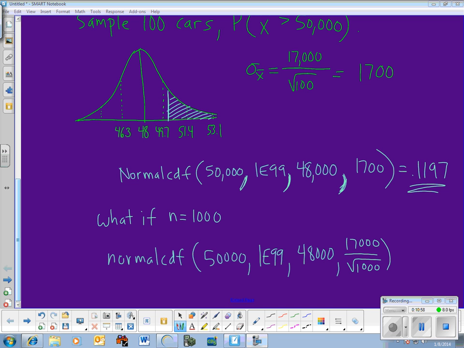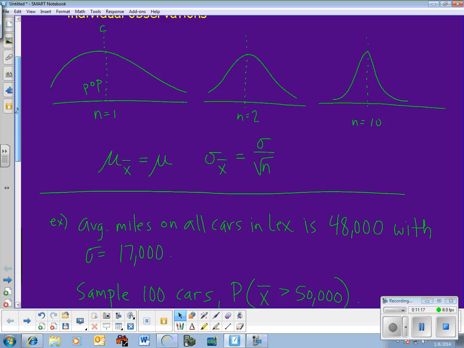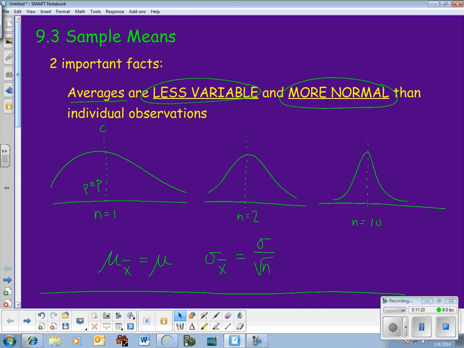Okay, so I've calculated that in my calculator, and this is actually 0.0000995. So it's almost impossible. So let's see where we've gone. Remember, our two big facts. And the one that matters to us right now is the less variable. The more you look at, the higher your sample size, the less variable, which means that numbers far away from the mean, even if they're not very far away from the mean, become less and less likely.